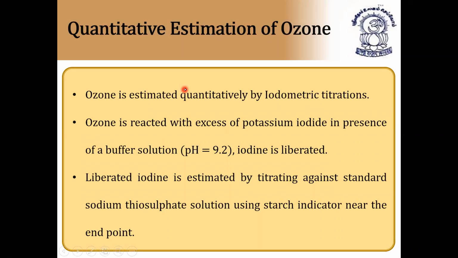Next, quantitative estimation of ozone. Ozone is estimated quantitatively by iodometric titrations. This we have done in stoichiometry. Ozone is reacted with excess of potassium iodide in the presence of a buffer solution, pH equal to 9.2.